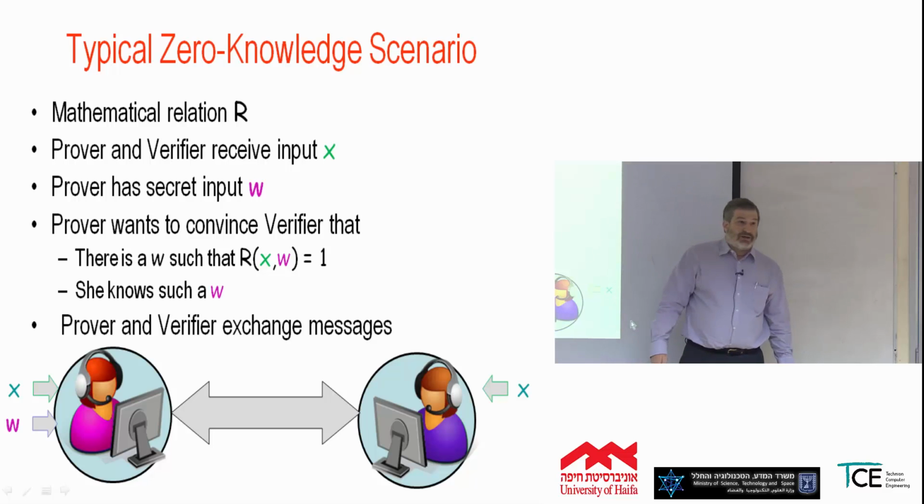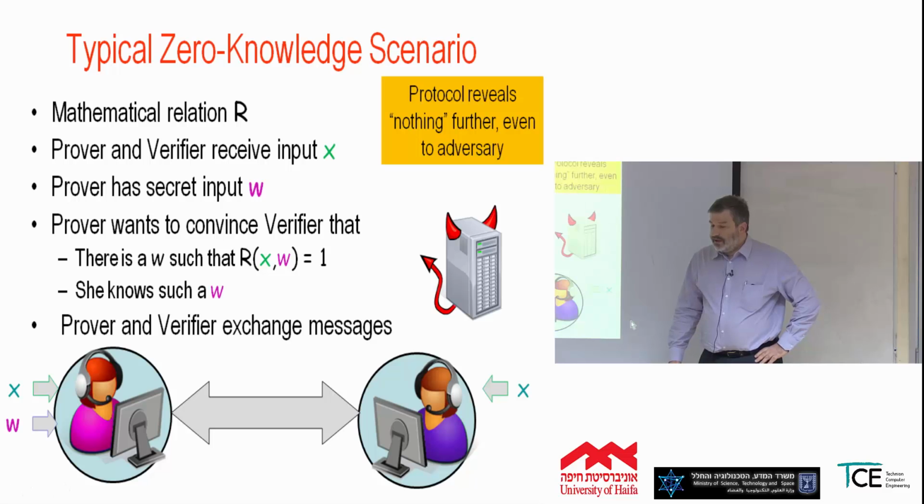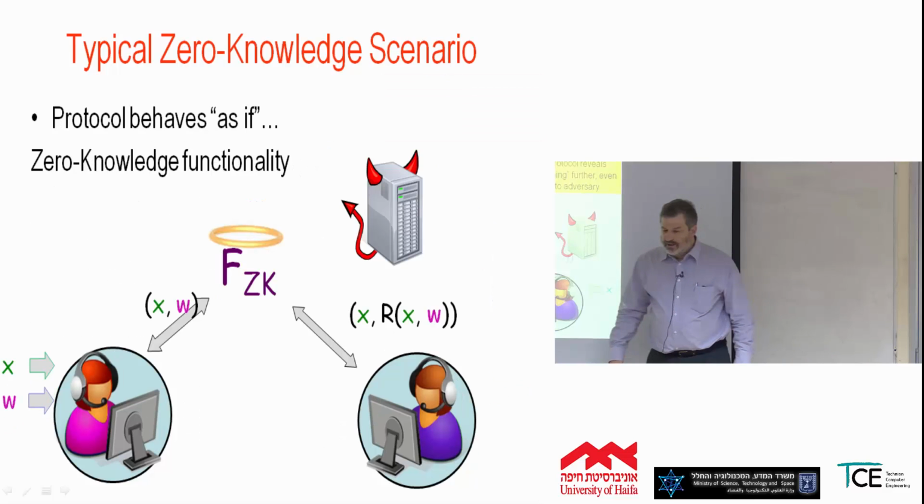So that's how a typical digital zero knowledge protocol works. And then the protocol should reveal nothing, even to an adversary, even if the verifier is adversarial. There is a way to simulate her conversation.